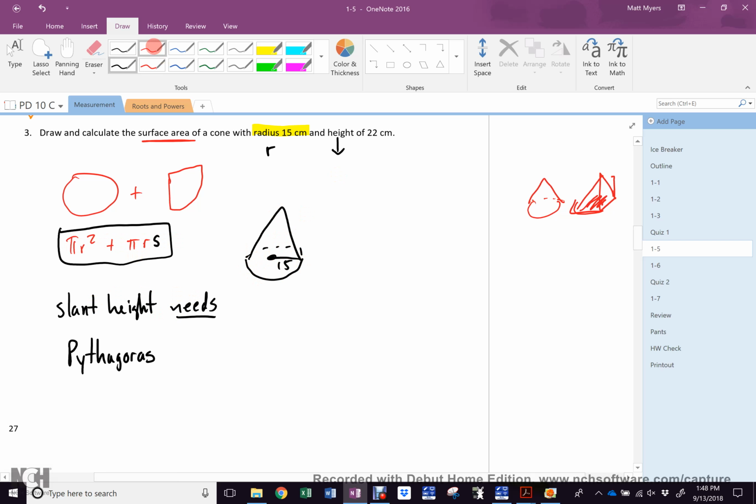How am I going to find that slant height? Doing what we did right before, right? Something that you already know. You're going to make this red triangle. You know that's 15. What's this? 20.